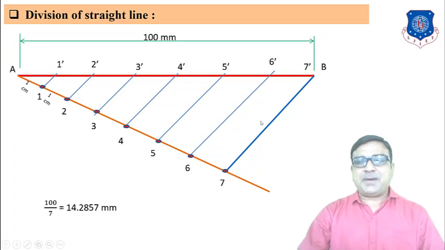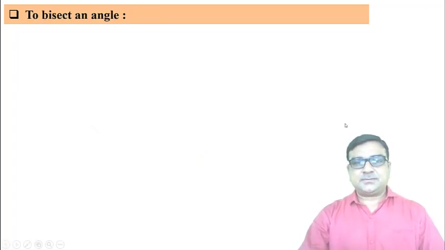So all these parallel lines intersect our line AB at 1 dash, 2 dash, 3 dash, 4 dash, 5 dash, 6 dash, 7 dash. Here the measurement of the line from A to 1 dash is exactly 14.28 mm, and the remaining parts are also 14.28 millimeter. By using this method we can divide any given line into any number of equal parts.